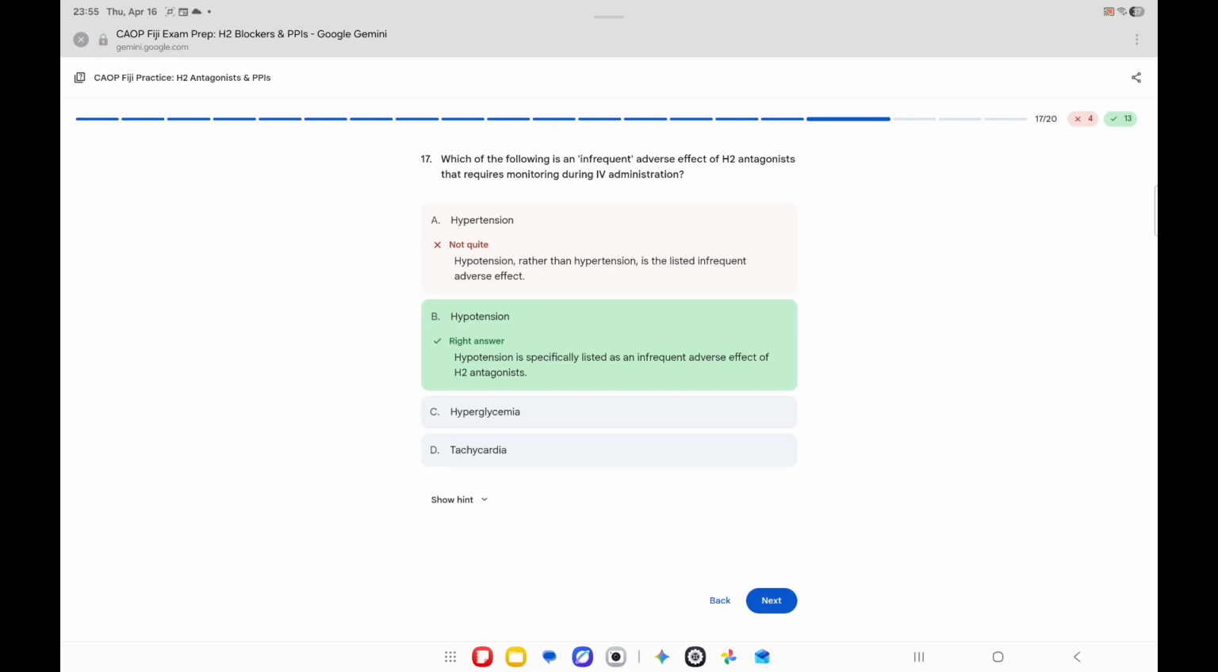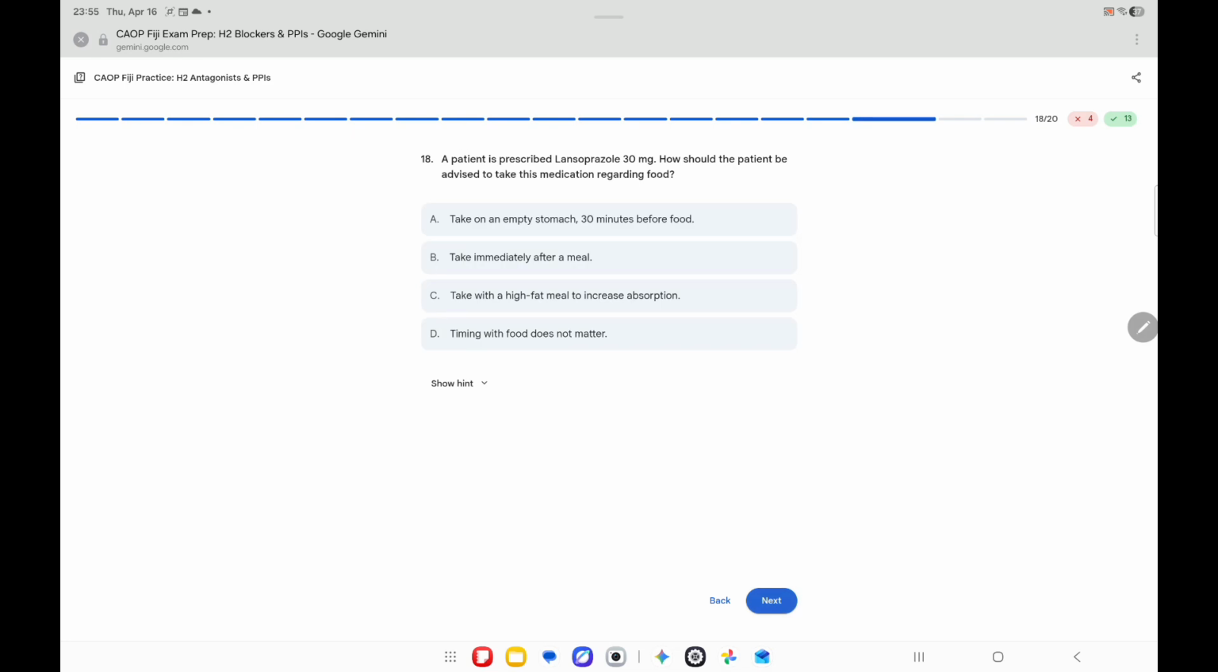All right. Four questions wrong in a row. Question number 18. A patient is prescribed lansoprazole 30 milligram. Again, a difficult question because it's linked with dose. How should the patient be advised to take this medication regarding food? It's a very interesting question. Let me tell you why. Because dexlansoprazole is one of the medicines that's taken irrespective of food. This point is actually available in Lippincott pharmacology.